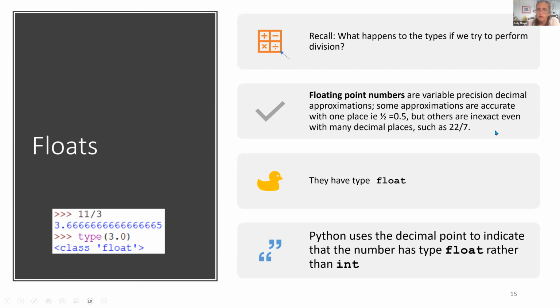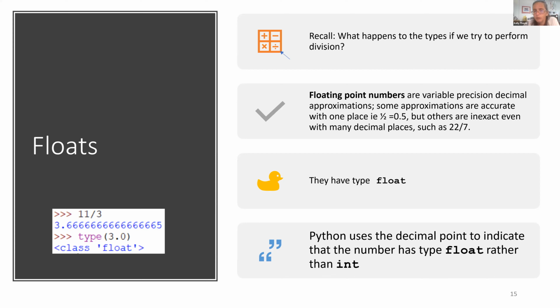So floating point numbers are variable precision decimal approximations. Some approximations are accurate with just one place, like 0.5 accurately represents 1/2, but others are inexact even with many decimal points. The most famous is probably 22/7, which is pi, which we know as a non-terminating decimal that we oftentimes truncate to 3.14 for our typical calculations.